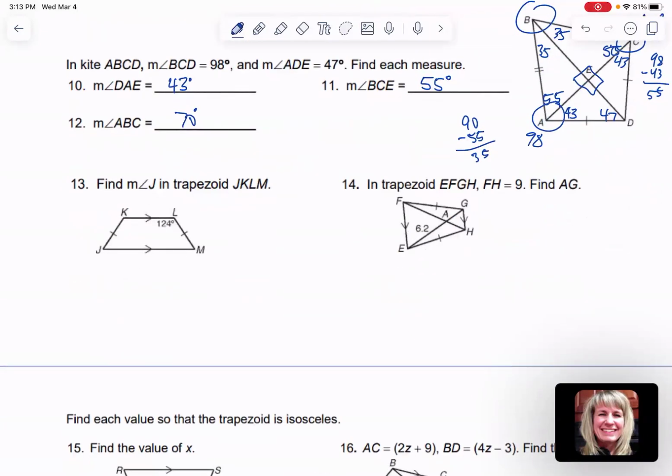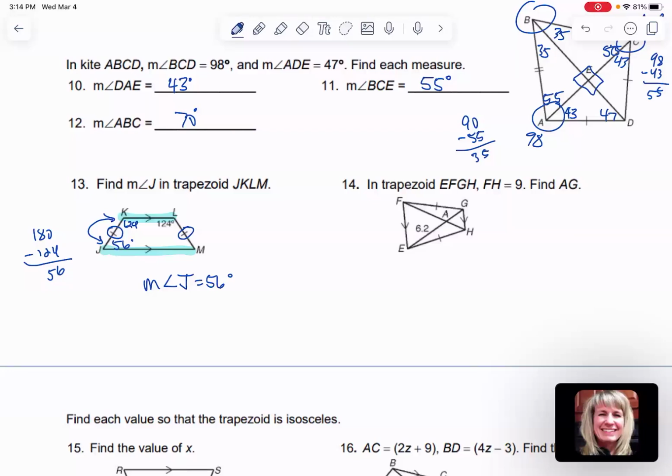All right, now we're actually going to work on trapezoids. Find angle J in trapezoid JKLM. Because this is an isosceles trapezoid, and I know that it is because those legs are congruent, these base angles are congruent here. I know that same side interior angles between these two parallel lines are going to be supplementary. So if I do 180 minus 124, I get that this angle is 56 degrees. So the measure of angle J equals 56 degrees.